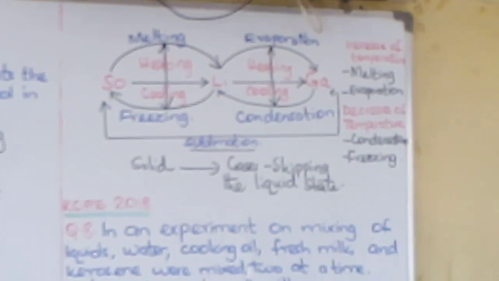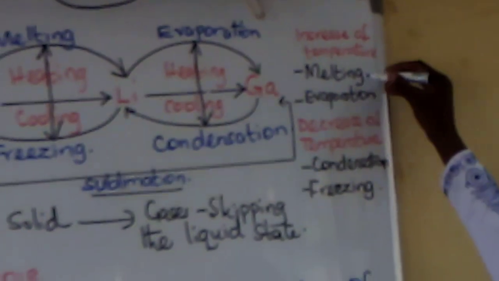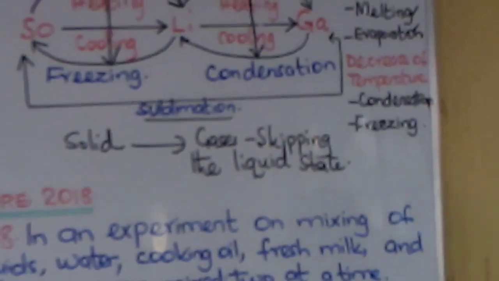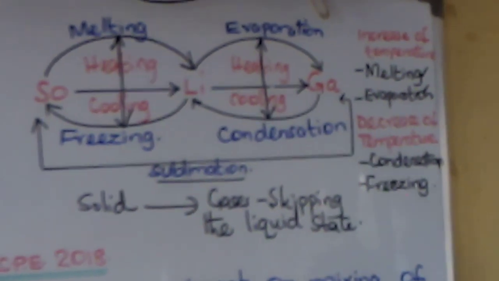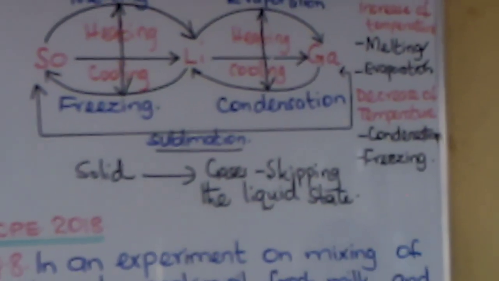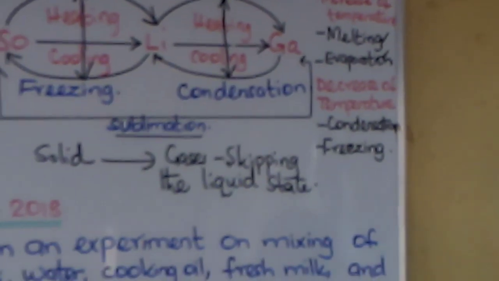Now I want us to look at this corner. So much information from the same question, same subtopic. Now, increase of temperature. The processes that require increase of temperature are melting and evaporation. You know, heat is applied, and when heat is applied, the temperature goes up. So these are the two processes, melting and evaporation. Then these two require decrease in temperature.